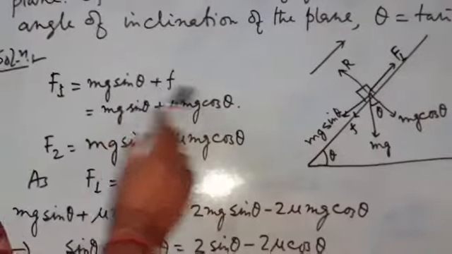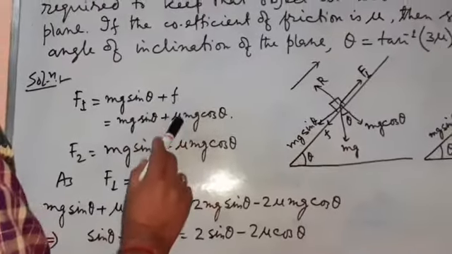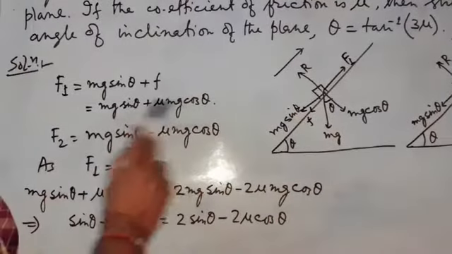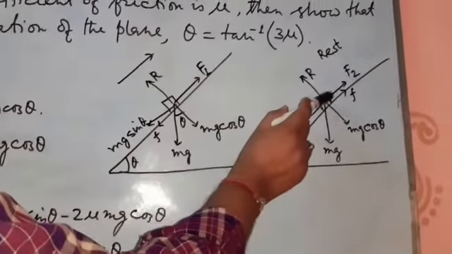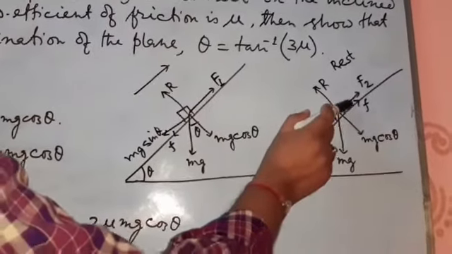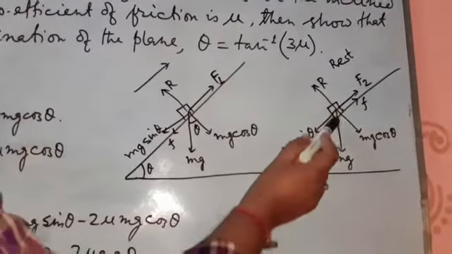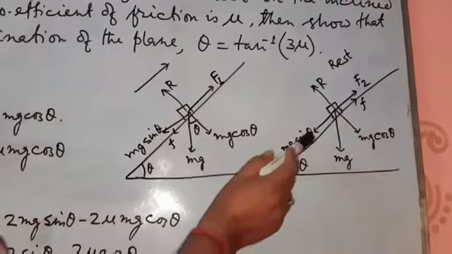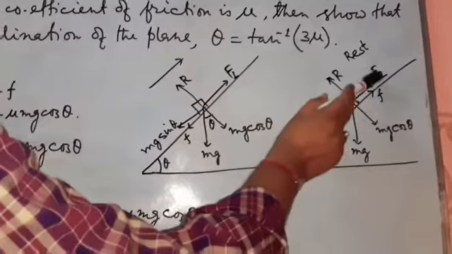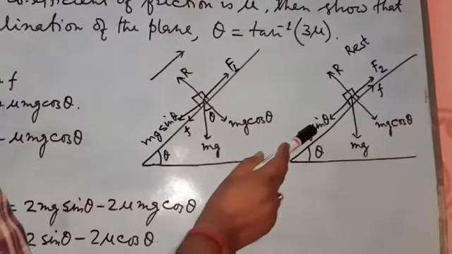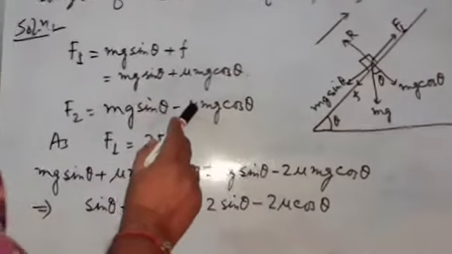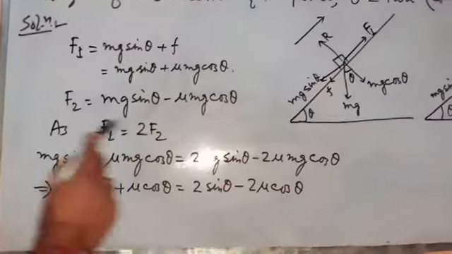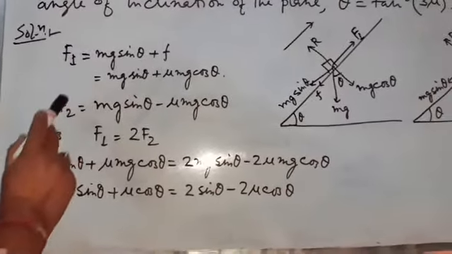So in this case the required force F1 equals mg sin theta plus F. F means mu R, and R means mg cos theta. So you can get this. But in the second case, the object is just kept at rest. The force required, suppose that is F2. But its tendency is to move down, that's why friction will be upwards. So here F2 plus F is equal to mg sin theta. That means F2 equals mg sin theta minus F. F means mu R, R means mg cos theta. So in this way we are getting F1 and F2.